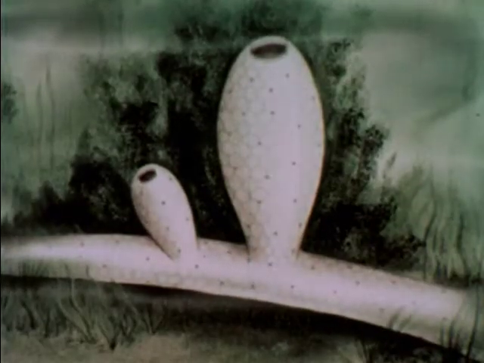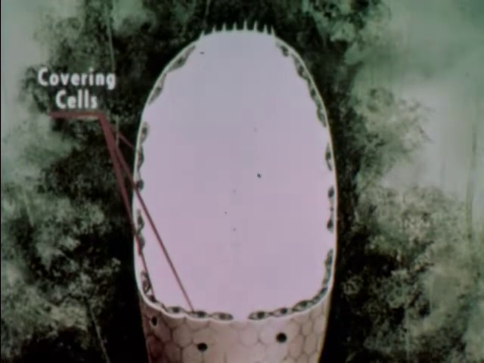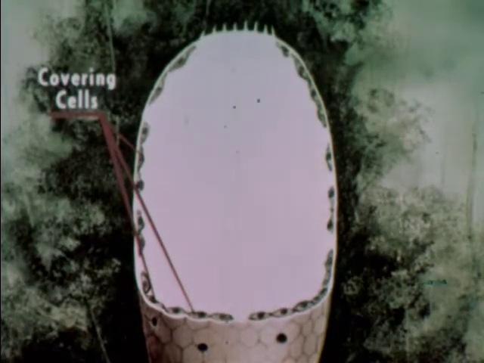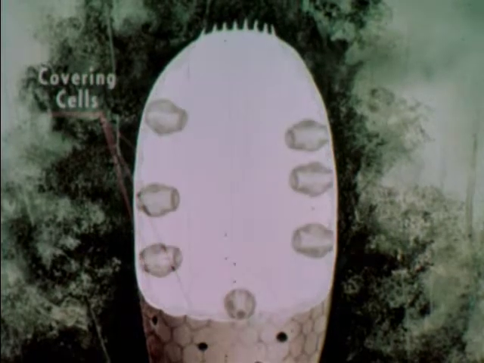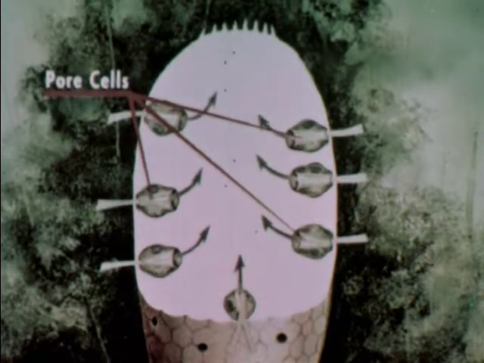The principal types of specialized cells in the sponge are identified in this drawing. The sac is covered and protected on the outside by flattened covering cells, which fit together like the tiles in a mosaic. Through the pore cells, water is drawn into the sponge.